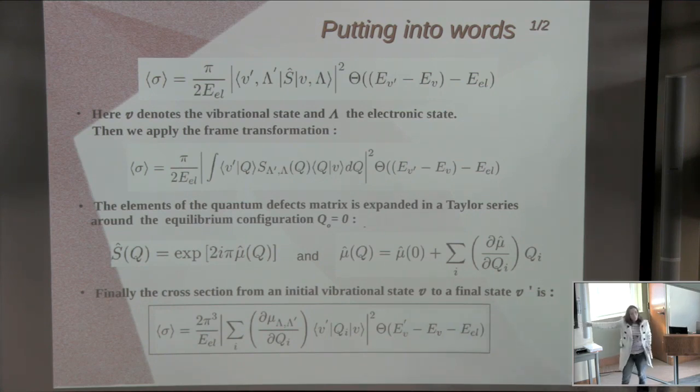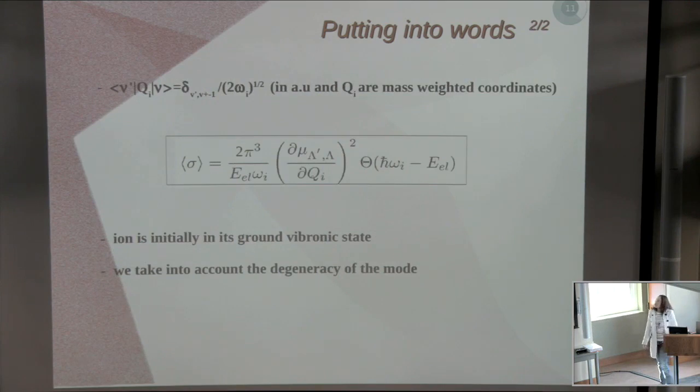There is still an integral to solve there, but doing the harmonic approximation proposed by Dr. Jung, the next step is to simplify this to an even smaller formula, where the only things you need to know to calculate your cross section are the frequency of the normal mode omega i and the variation of the quantum defect with respect to the normal mode coordinate, mu dq. You also have to take into account the degeneracy of the normal mode. Again, the ion is in its initial ground vibrational state, so the electron can only be captured between V0 and V1.